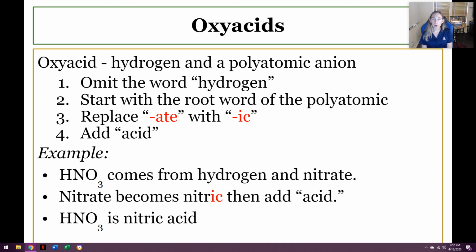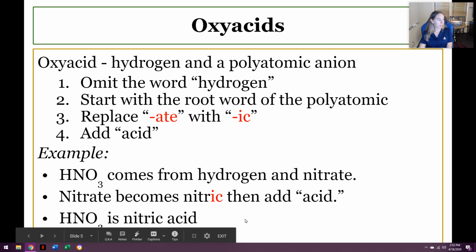Oxyacids are acids with polyatomic anions, and of course hydrogen. For the naming convention, don't use the prefix hydro like we do for the binary acids. Begin with naming the polyatomic anion, but change the ending from ate to ic. Then finish with the word acid. HNO3 comes from hydrogen and nitrate, as I'm sure you just recognized because you've been reading your list of polyatomic ions every night before you go to bed, as well as every morning as soon as you wake up. Nitrate, NO3-. So nitrate is changed to nitric, and we add the word acid on the end. Therefore, HNO3 is nitric acid.